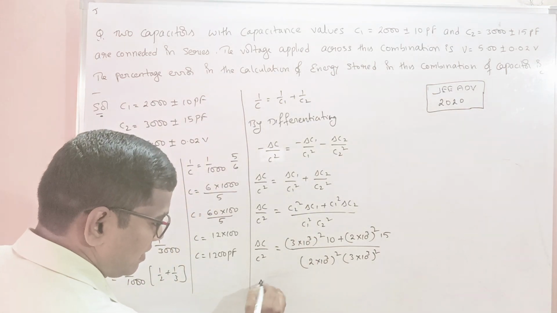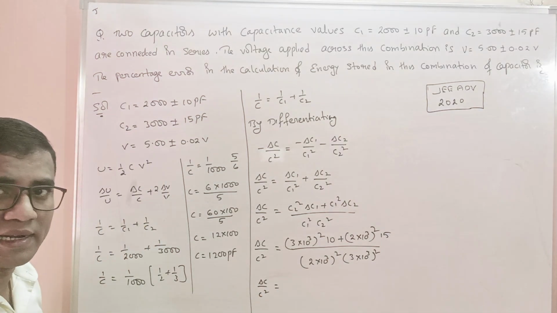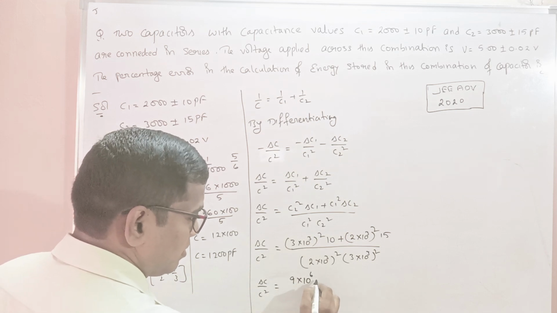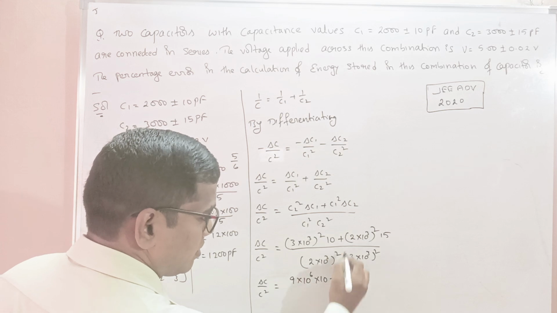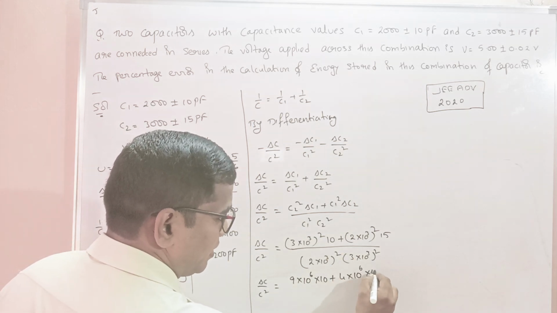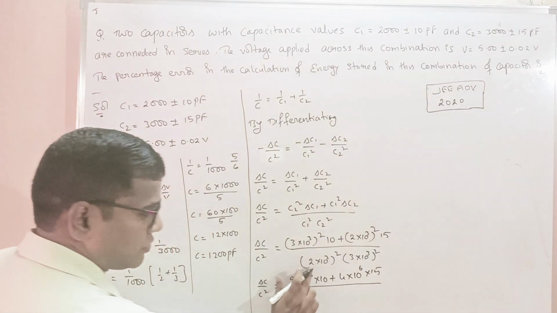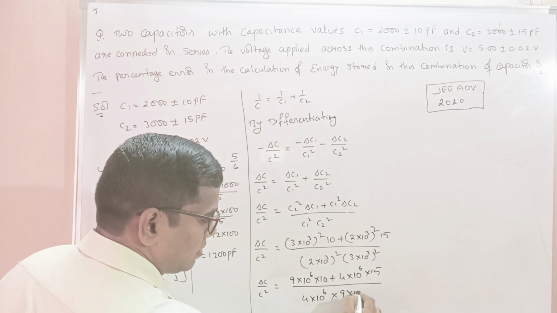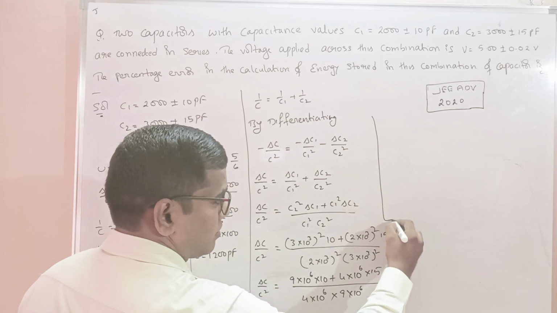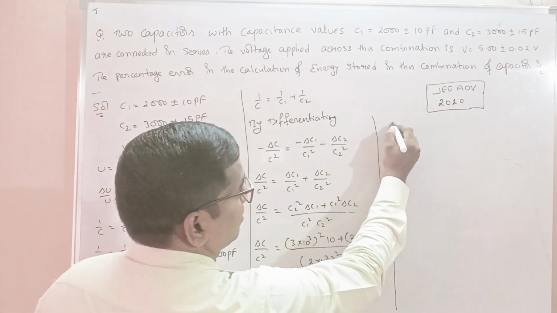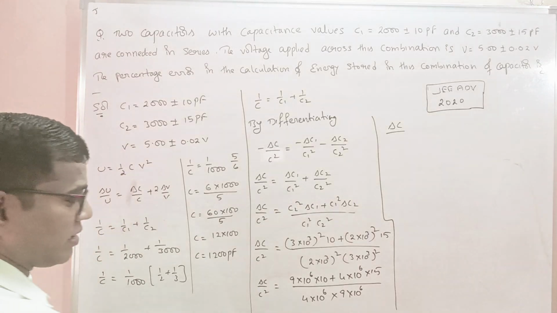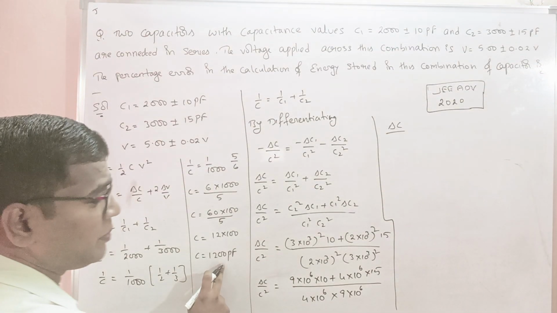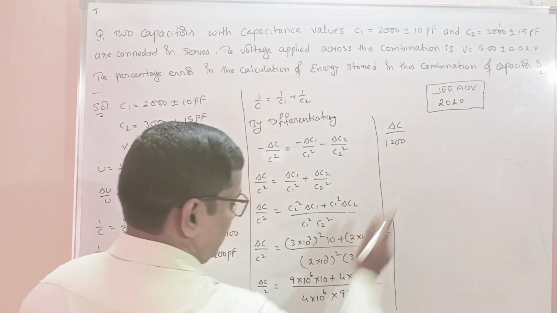So we'll write delta C by C square can be written as here 9 into 10 power 6 into 10 plus 4 into 10 power 6 into 15 upon this one, 4 into 10 power 6 into 9 into 10 power 6. So now we'll see here. So delta C by C square. Already we got C value. C value is how much? 1200 picofarads. So 1200 C square.